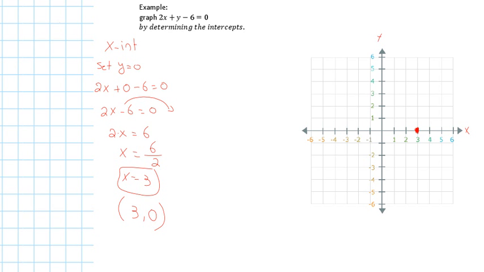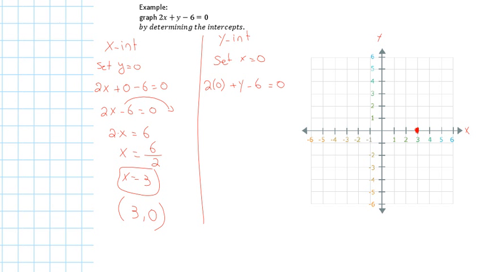Now, remember I need 2 points to be able to graph a line. Right? I can't graph a line with only 1 point. So I need to find the y-intercept. What do I set equal to 0? I set x equal to 0. Okay, so remember, my equation is 2x plus y minus 6 equals 0. Now I have to set x equal to 0. So I have 2 times 0 plus y minus 6 equals 0.